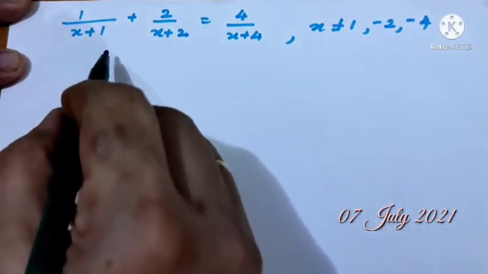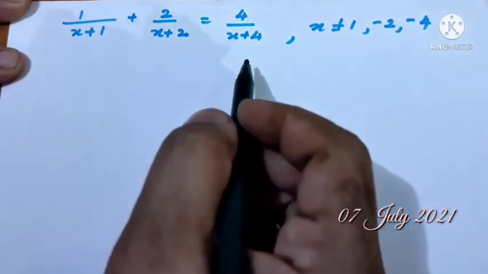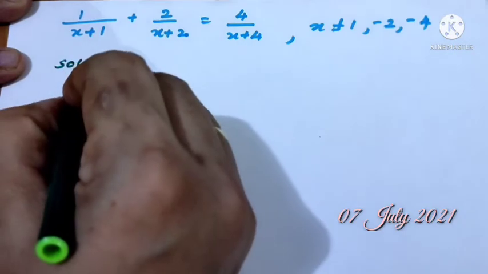Next question, 1 by x plus 1 plus 2 by x plus 2 equal to 4 by x plus 4. Solution.